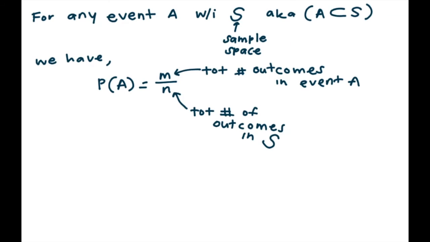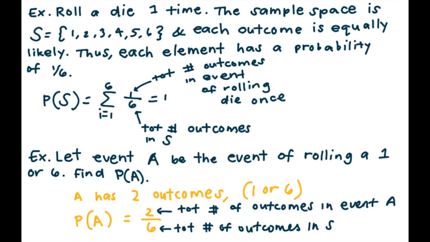For any event A within the sample space S, which also can be written as A is a subset of S, we have the probability of A equals M over N, where M is the total number of outcomes in event A, and N is the total number of outcomes in the sample space S. Looking at this example below, it says roll a die 1 time. The sample space is S equals 1, 2, 3, 4, 5, 6, and each outcome is equally likely. Thus, each element has a probability of 1/6. So the chance of rolling a 1 is 1/6.